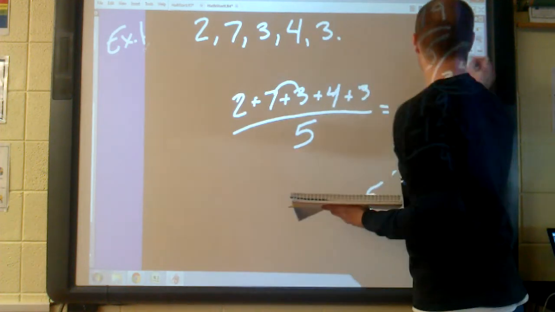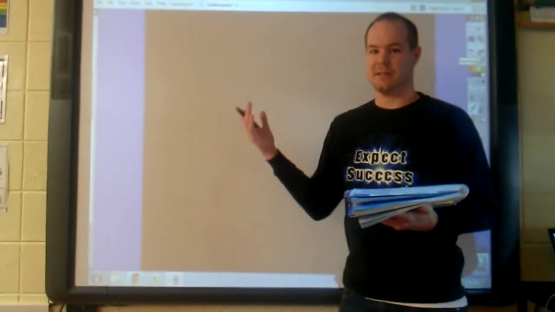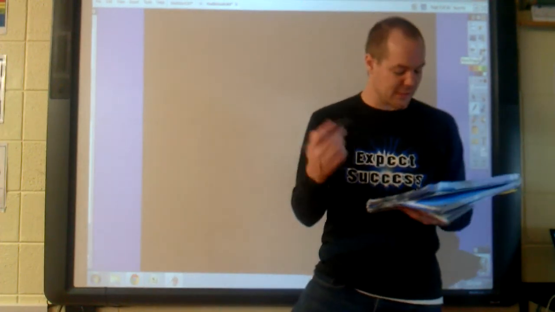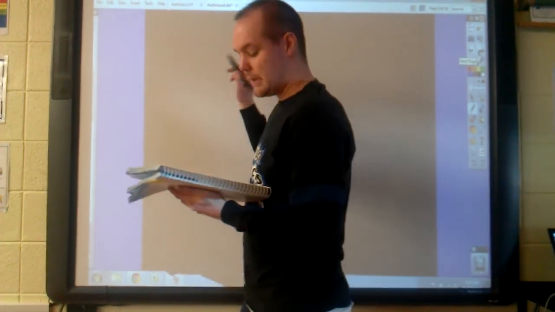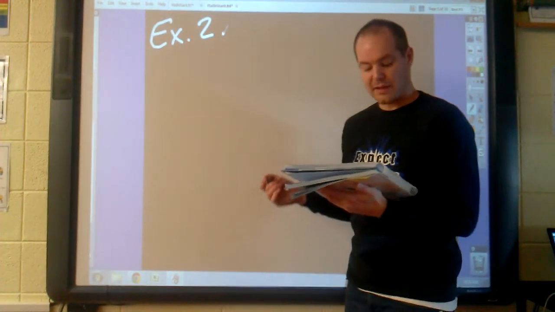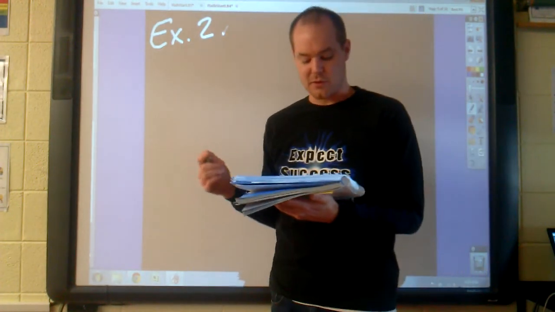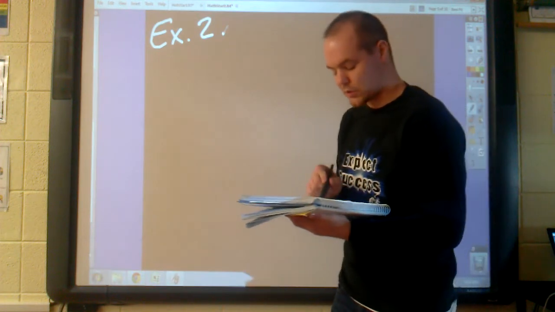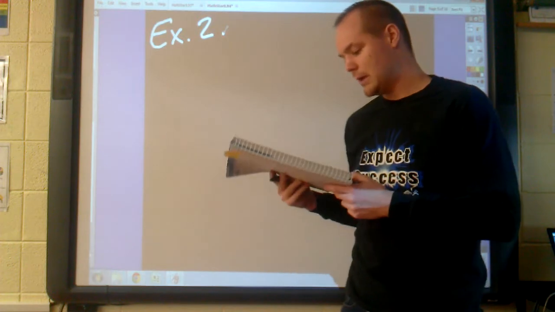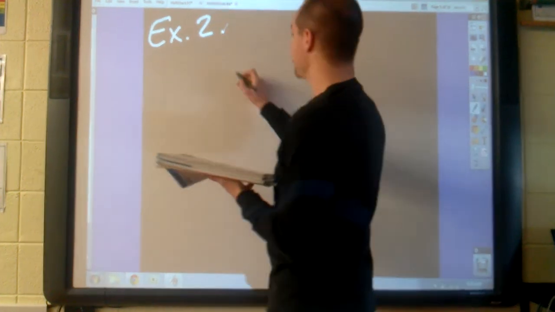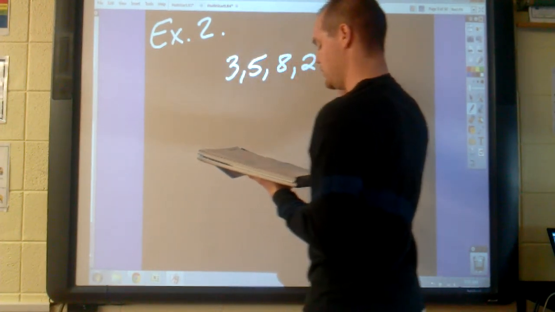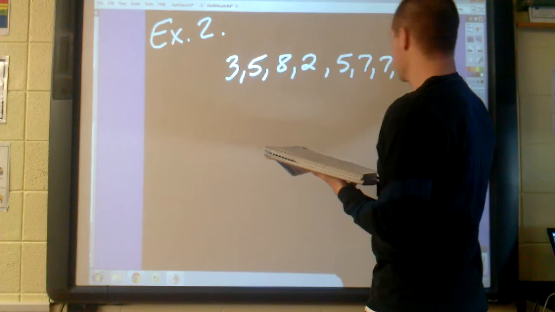Okay, example number 2. I define the words right at the beginning just to introduce them all. They kind of do it step by step. So example number 2 I assume is median. We have Kayla tracked the number of days it rained each month during the school year and recorded the totals in a table. And we see a table on page 547 for example number 2. We have a set of data. We have number of rainy days were 3, 5, 8, 2, 5, 7, 7, 6, and 1.